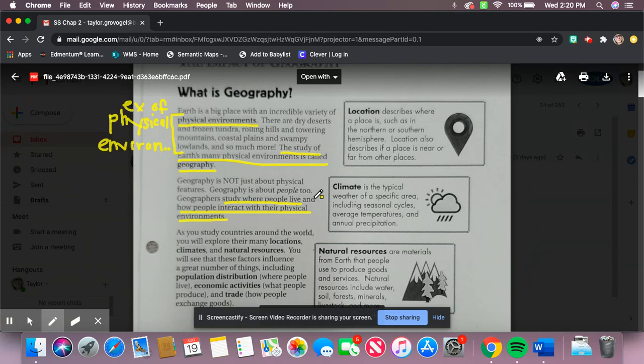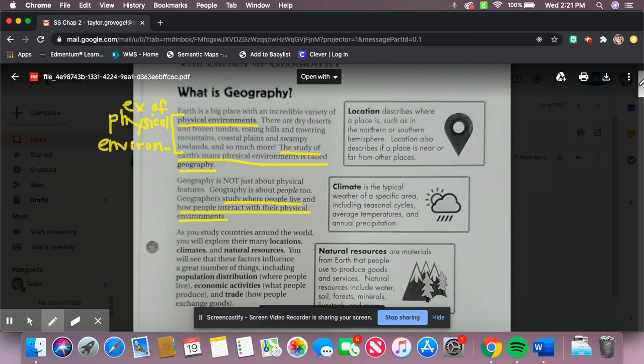Just think about Barrow County and think about our physical environment. We don't really have a dry desert. We don't have huge towering mountains. We don't have swampy lowlands. We do have some rolling hills because we have a lot of farms. So think about how all the people and how you interact with your physical environment that you live in. And that is part of the study of geography.